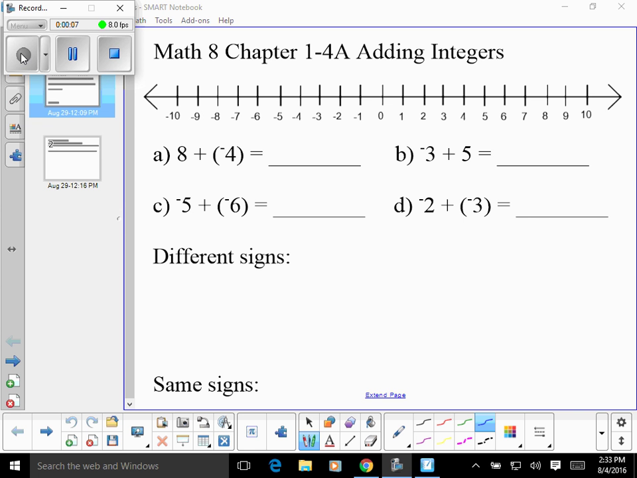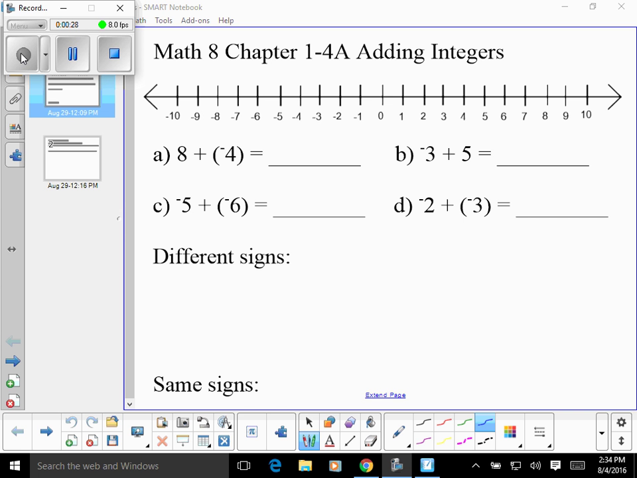We'll be moving on to lesson 1-4A, which is adding integers. We're going to put some ideas together that we've used in prior lessons in terms of what integers are, and dealing with things like positives and negatives.